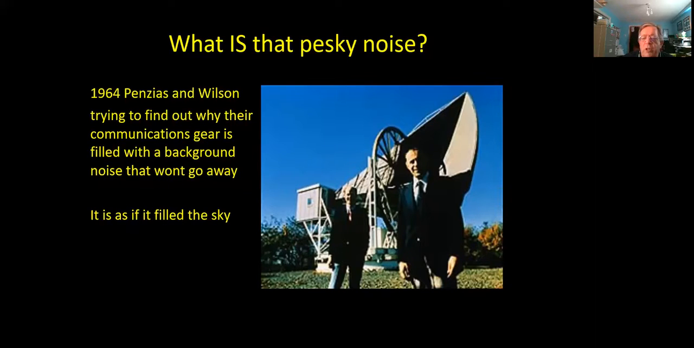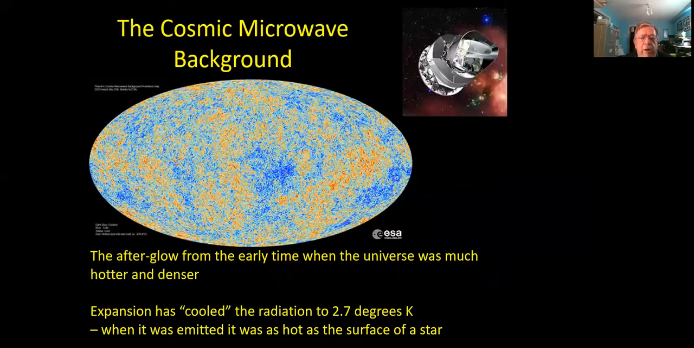But eventually they were put in touch with some theorists who had predicted that there would be this leftover heat signature filling the sky if the Big Bang theory was true. And so they shared the Nobel Prize for the discovery of what we now call the cosmic microwave background radiation, this pattern of heat that is the afterglow from the early time in the universe when it was very hot and dense. When it was emitted, it would have been 3,000 or 4,000 degrees Kelvin, the temperature of a red star, and the whole universe would have looked a little bit like a red giant star, I suppose.